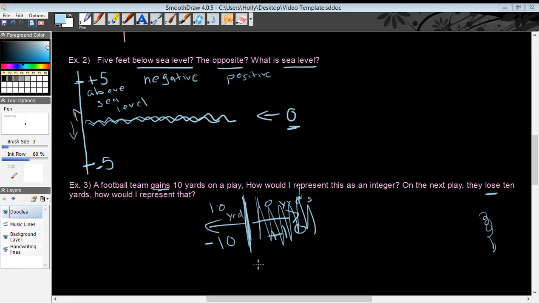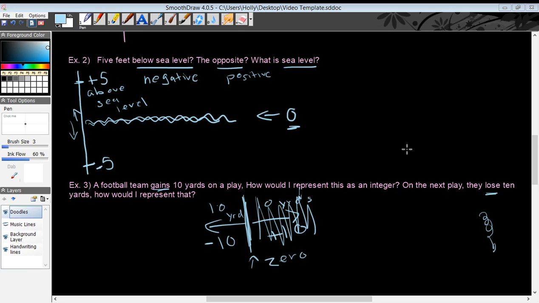Remember I told you this line could be called the line of scrimmage. This is where they started. What integer do you think this represents? Hopefully you realize that this line represents 0. I told you in every real life situation, there's a positive, a negative, and a 0.